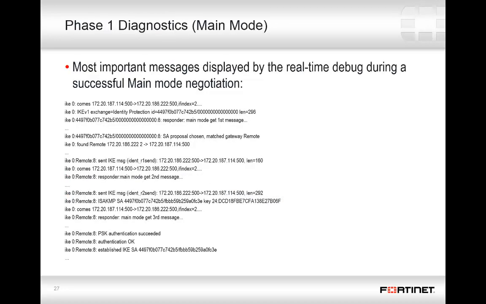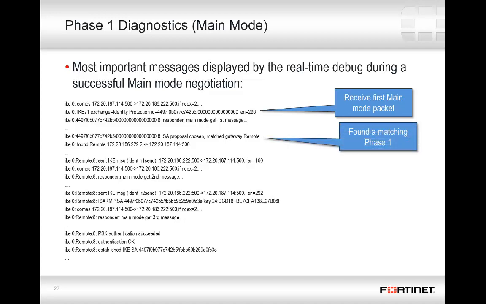This shows some output for a successful phase 1 negotiation using main mode. The first line shows the arrival of a VPN connection attempt from the IP address 172.20.187.114. The third line shows that the packet received was the first main mode packet. A bit later, the debug shows that FortiGate accepted the SA proposal from the remote peer. It shows the name of the phase 1 that matches the proposal. In this case, it's the name remote.